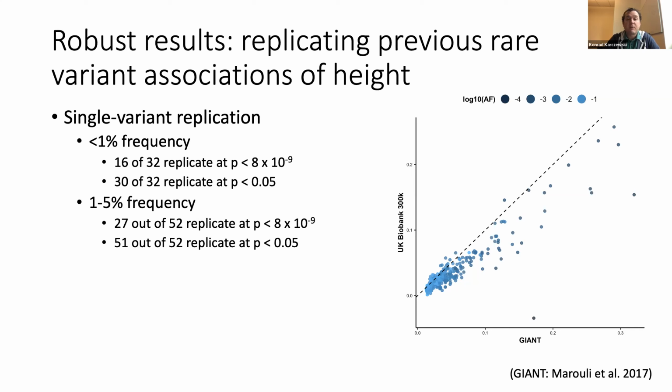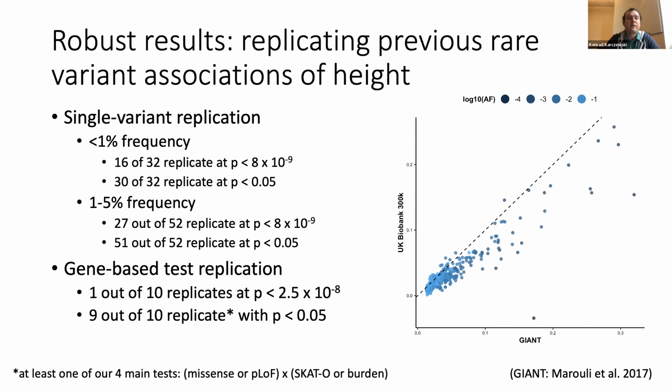Our data set is a little bit smaller than GIANT, so it's also not necessarily surprising that we may not have replicated all of them. The effect sizes are correlated with a little bit of attenuation in our data sets, as would be expected due to Winner's curse. They were discovered first in GIANT, and then we were replicating them, so you do expect a little bit of attenuation here. For the gene-based tests, we were able to use some of the results from GIANT as well, and we replicate about 9 out of 10 of their effects. So also pretty good concordance as we can find here.